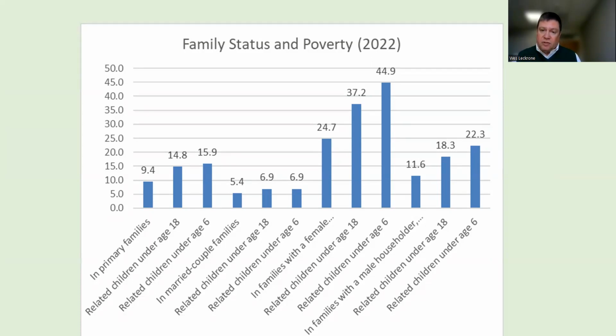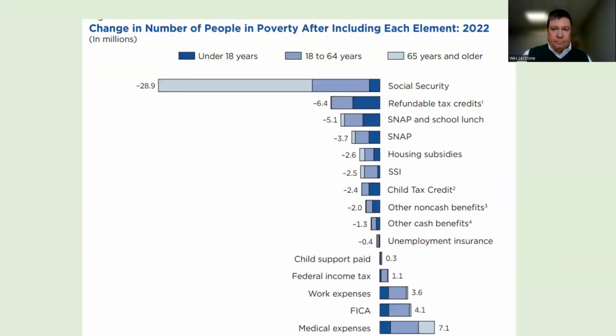The male head of household tends to be quite a bit lower, but nonetheless more than the average for families in general, and certainly more than families in married couple families. So the rates for children under age 18 are 18%, and related children under age 6, again, very close to about a quarter of all families. So there is a difference in the type of family and household with children as the rate of poverty.